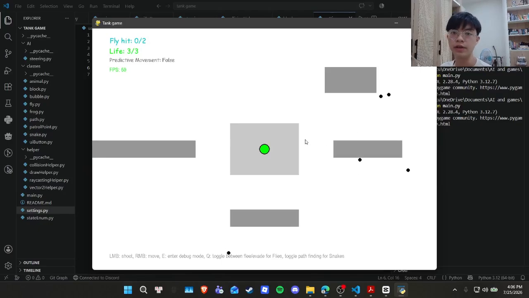Hi, I'm Minh, and today I'm going to present about assignment 1, steering behavior and finite state machine implementation. So first, part 1, steering behaviors.